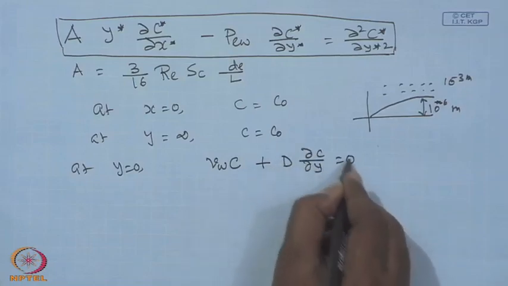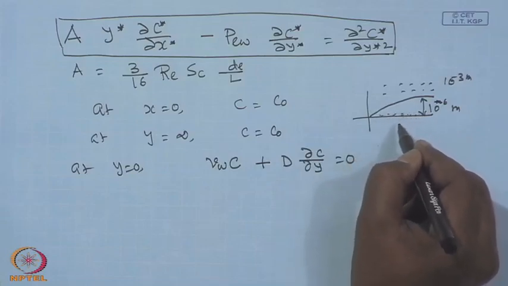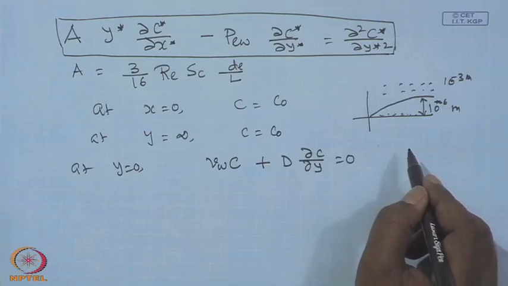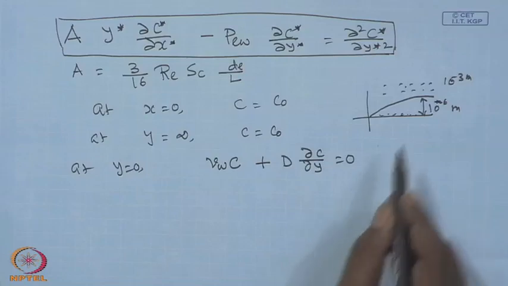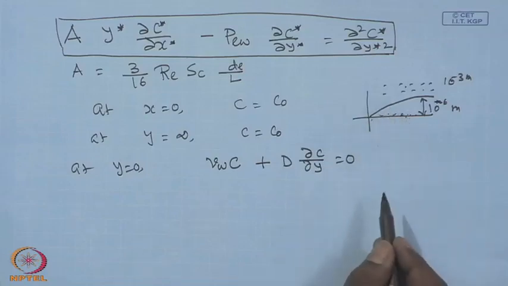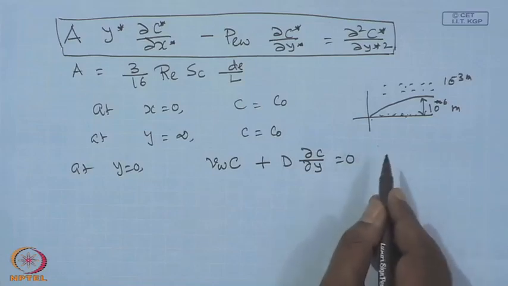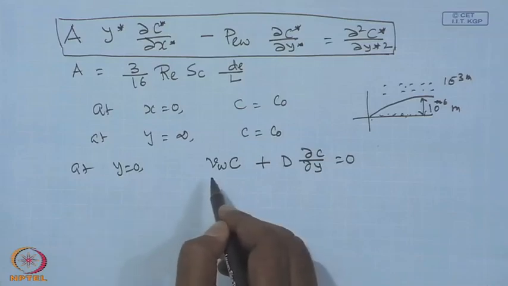So D del c del y will be equal to 0. That means at the membrane surface the solute concentration will be more, and because of that it will set up a backward diffusive flux from higher concentration to lower concentration, because the concentration of the solute at the wall will be more compared to the bulk. So it sets up a backward diffusion because of Fick's first law. Now let us make these equations non-dimensional.